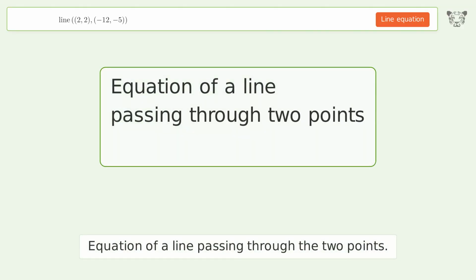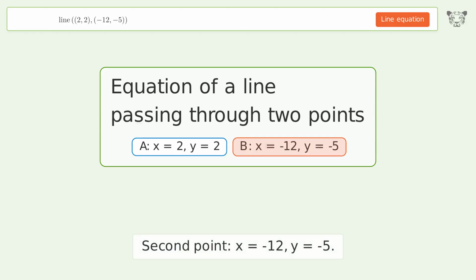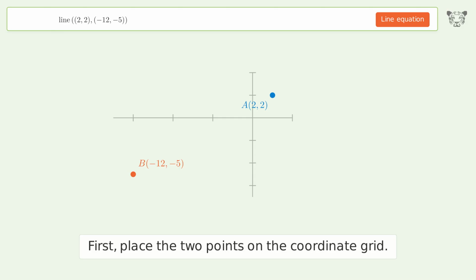Equation of a line passing through 2 points. The first point has x equals 2, and y equals 2. The second point has x equals -12, and y equals -5. First, place the 2 points on the coordinate grid.